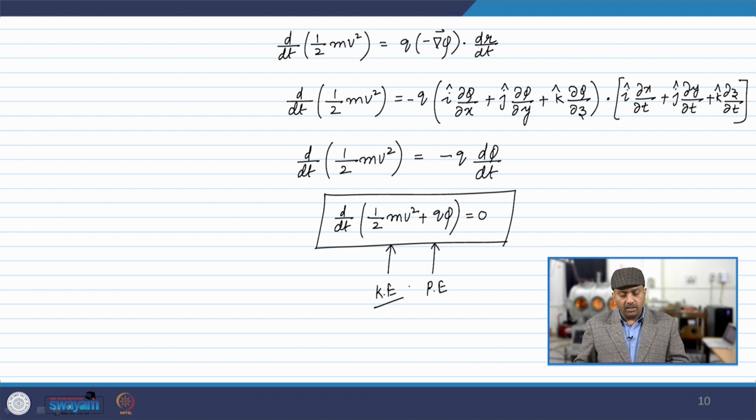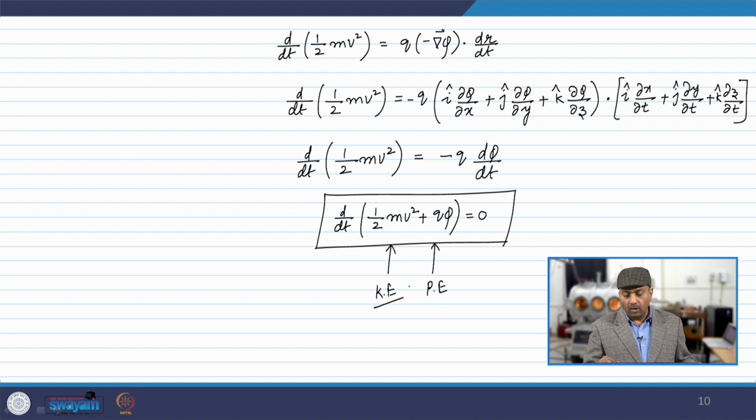So, the kinetic energy is by the virtue of the mass of the particle and its movement, the velocity, and q phi, this one is by the virtue of the charge of the particle which is experiencing a potential phi, which is because of the electric field. So, the statement is the rate of change of total energy, which is the sum of kinetic energy and the electric potential energy, will remain 0. That means there will not be any change.